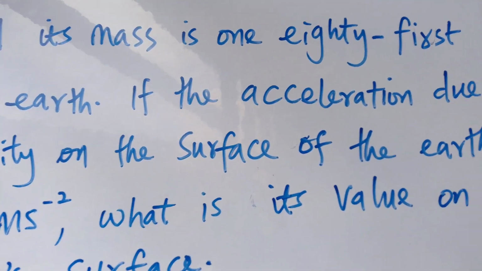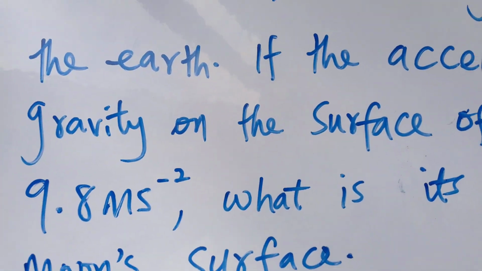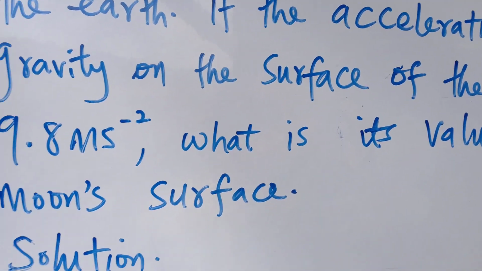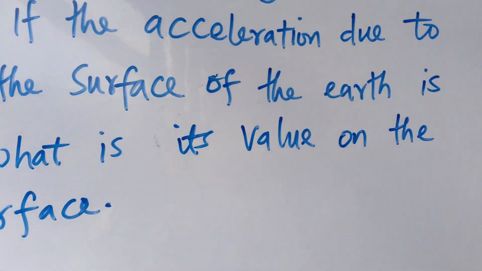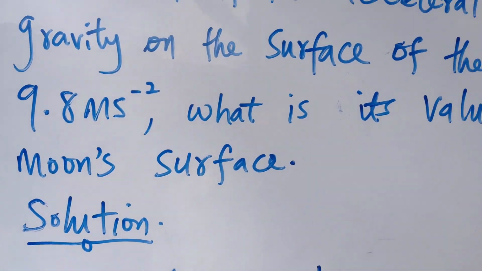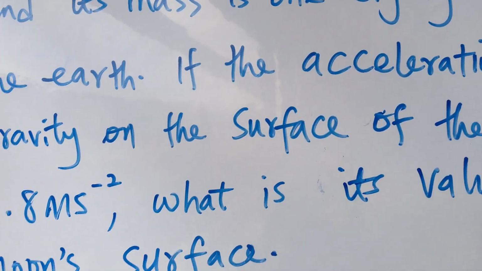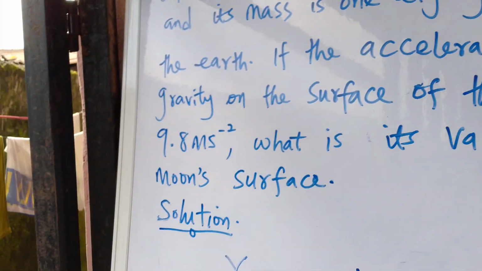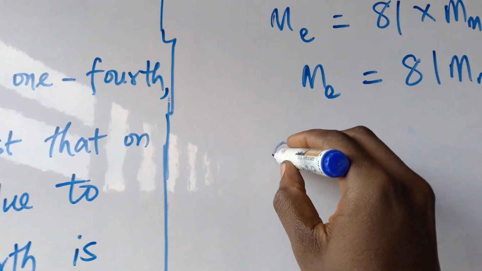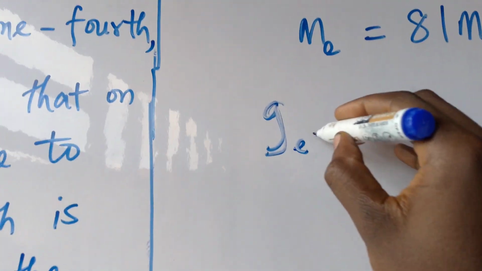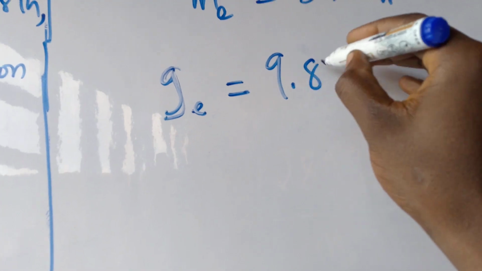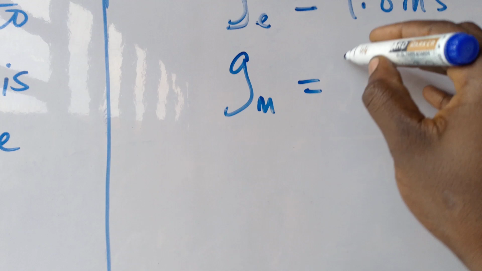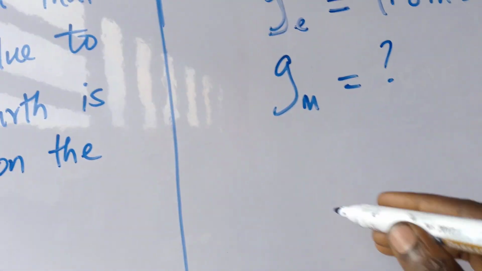Then it goes on to say, if the acceleration due to gravity on the surface of the Earth is 9.8 meters per second square, what is its value on the moon's surface? So we are told that the acceleration due to gravity on the surface of the Earth is 9.8. So you indicate that Ge is 9.8 meters per second square. Now they said find the acceleration due to gravity on the moon's surface. It is unknown. So we also go back again.